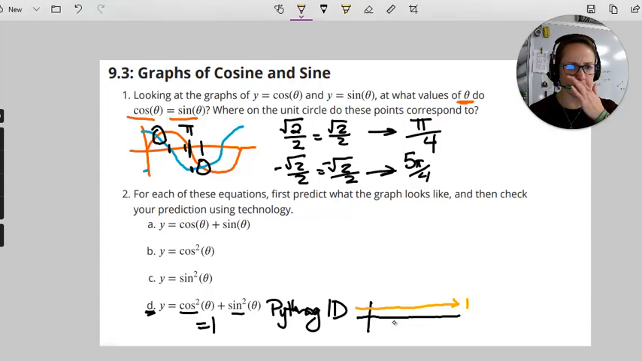Now as far as these other ones, something squaring it, this is kind of tough to predict. We can start taking some of our key points around the unit circle that we've talked about, and we can also make some predictions about what they're going to look like.